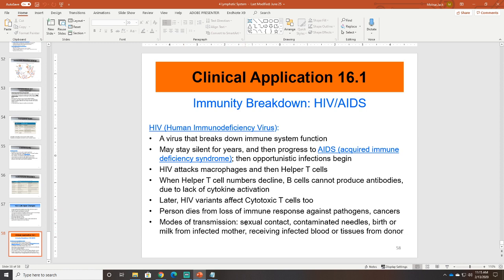So the modes of transmission are, of course, sexual contact, contaminated needles, birth or milk from the infected mother. When we say birth, we mean contact with the vaginal fluid of the mother through the birth canal. It can get in the eyes. And then receiving infected blood or tissues from a donor.